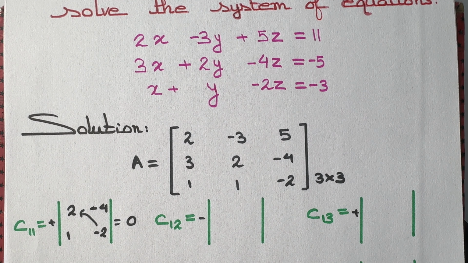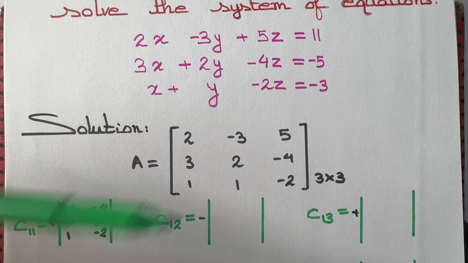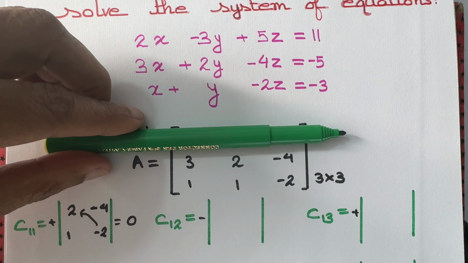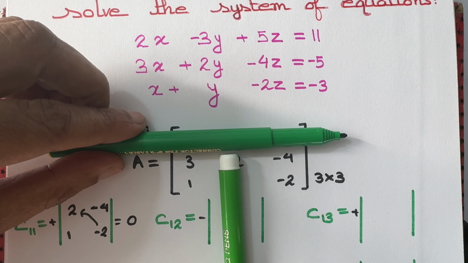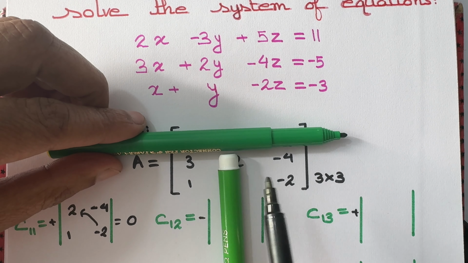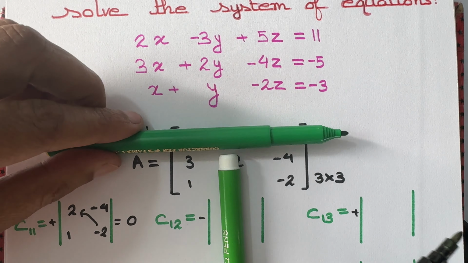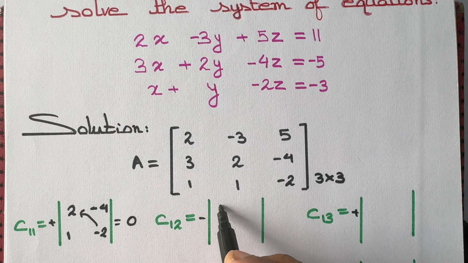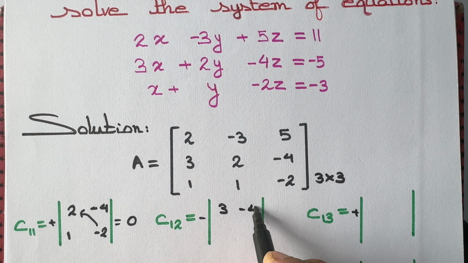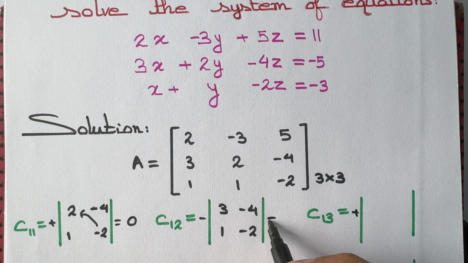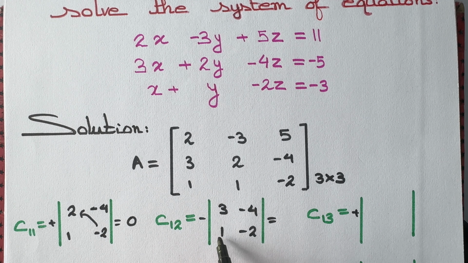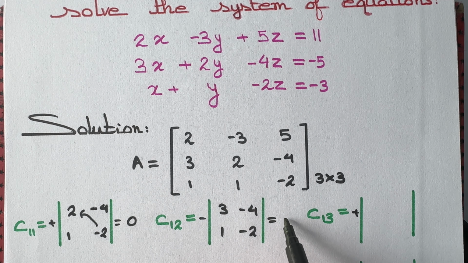How about C12? That corresponds to the first row and second column. So we cover up the first row and second column, and we are left with 3, minus 4, 1, minus 2. That is equal to minus 6 plus 4, that is minus 2. But we have one more minus, so plus 2.